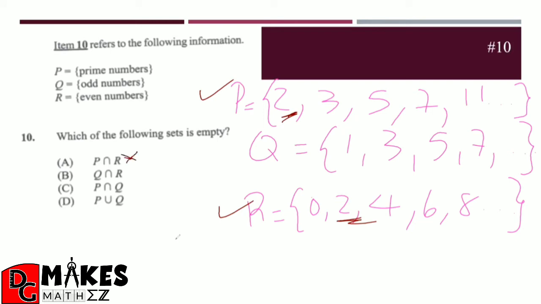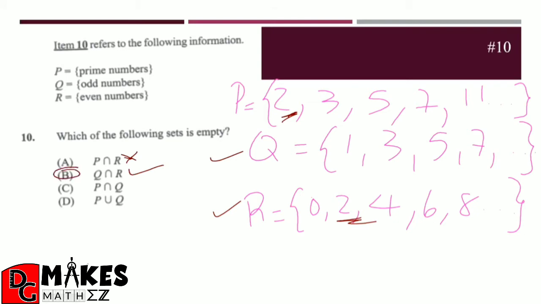Q intersect R. So let me erase these. All right, Q intersect R is our next option. And is there any number that's an odd number and also an even number? Impossible. All right, so this set is actually empty, which is the answer we're looking for.